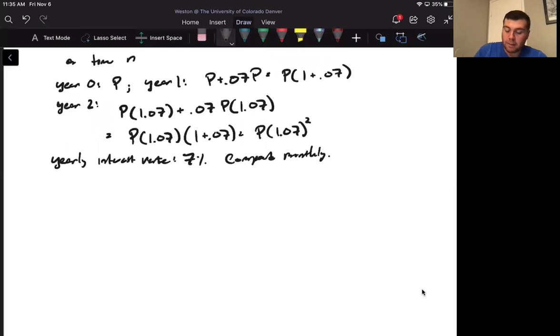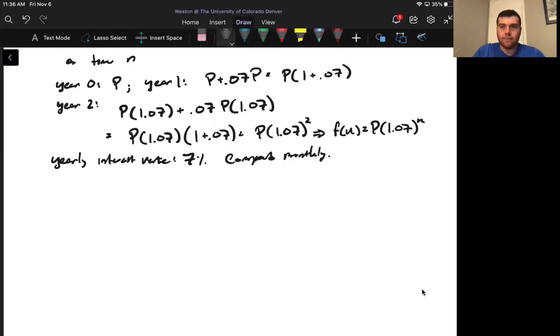Oh, and I guess to just wrap up the details above, if it wasn't clear, we have the amount that we have at the end of the nth year is P times 1.07 to the n. And that's just following the pattern that we've seen, where at the end of the second year, we had P times 1.07 squared. And the end of the first year, we had P times 1.07 to the first power. All right, but now we're going to compound monthly.